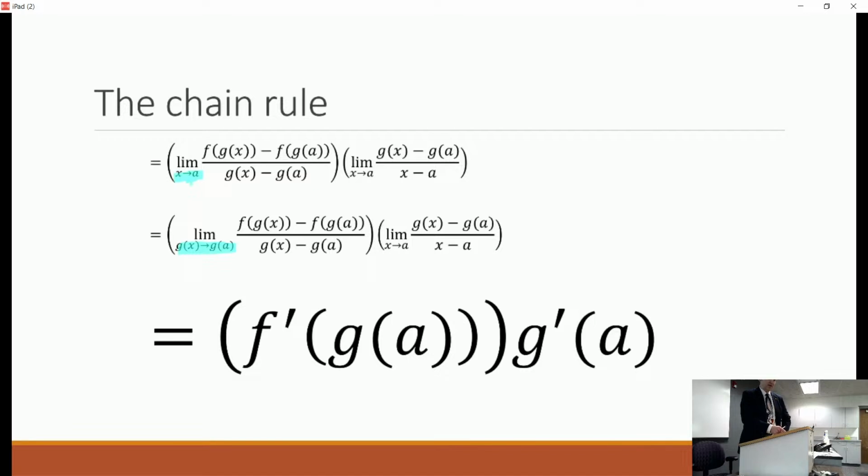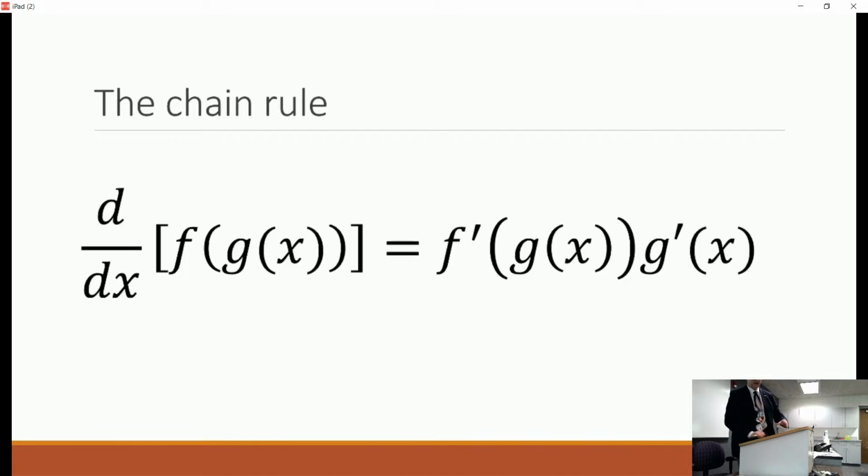Well, let's put it all together. Here's the actual chain rule. And I know I just went through that super quick. If you really care about it, you can always go and look it up. It's not that complicated to go through that derivation. But this is the actual chain rule.